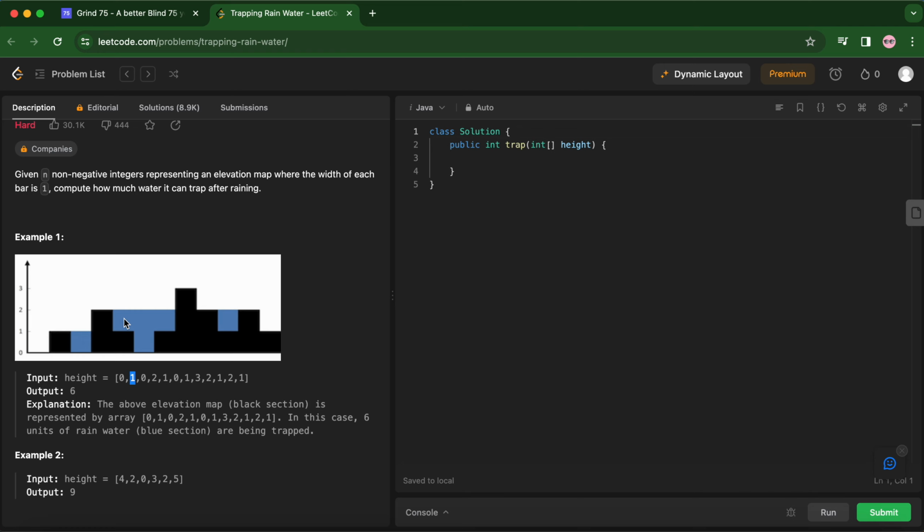Similarly, when we come to this block, we see the left height would be 2, right height would be 3, and how much water can we store? The minimum of the two heights, that is 2, minus the height at this bar. The height at this bar is already 1, so 2 minus 1, 1. We can store 1 unit of water at this single box. Similarly, when we come to this part, we can see 2 minus 0, 2 units of water, right? So it's a very simple approach we'll be taking.